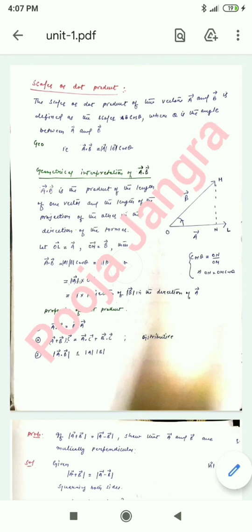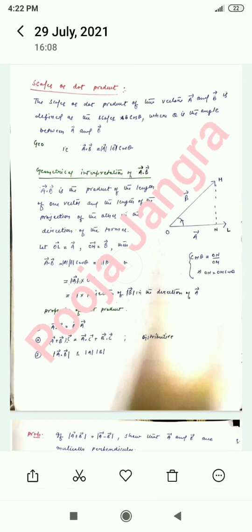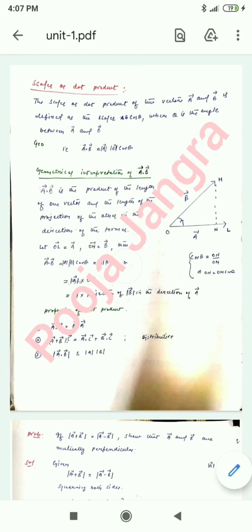So ON is along A, and OH is B, because cos of theta is base upon hypotenuse. So A dot B is equal to magnitude of A into the projection of B in the direction of A. You can read it like this: A into projection of B in the direction of A.